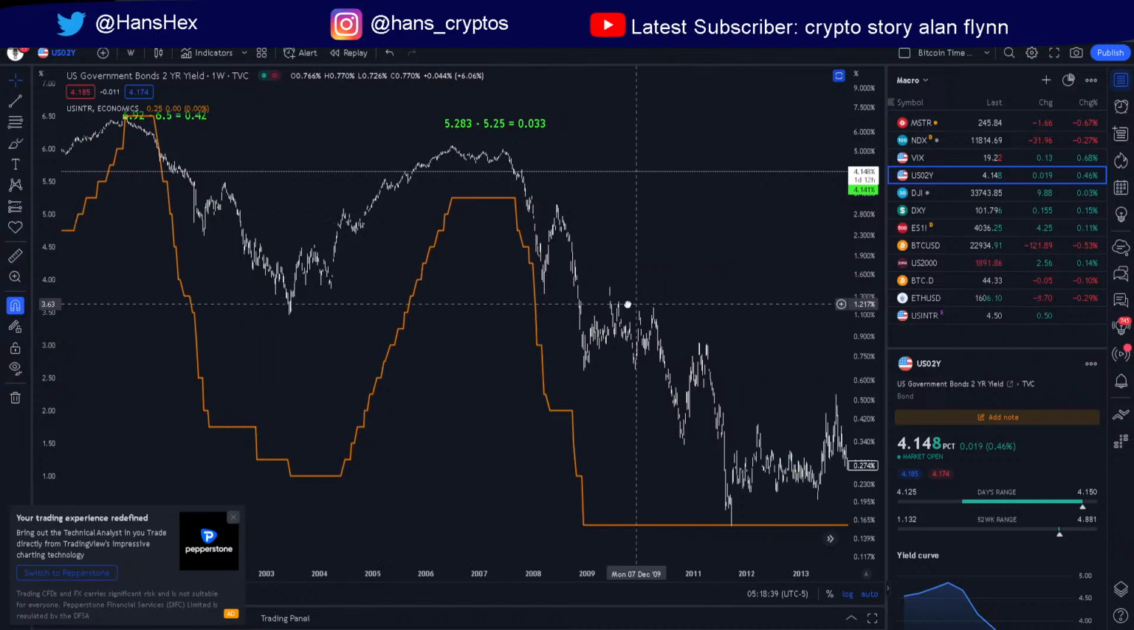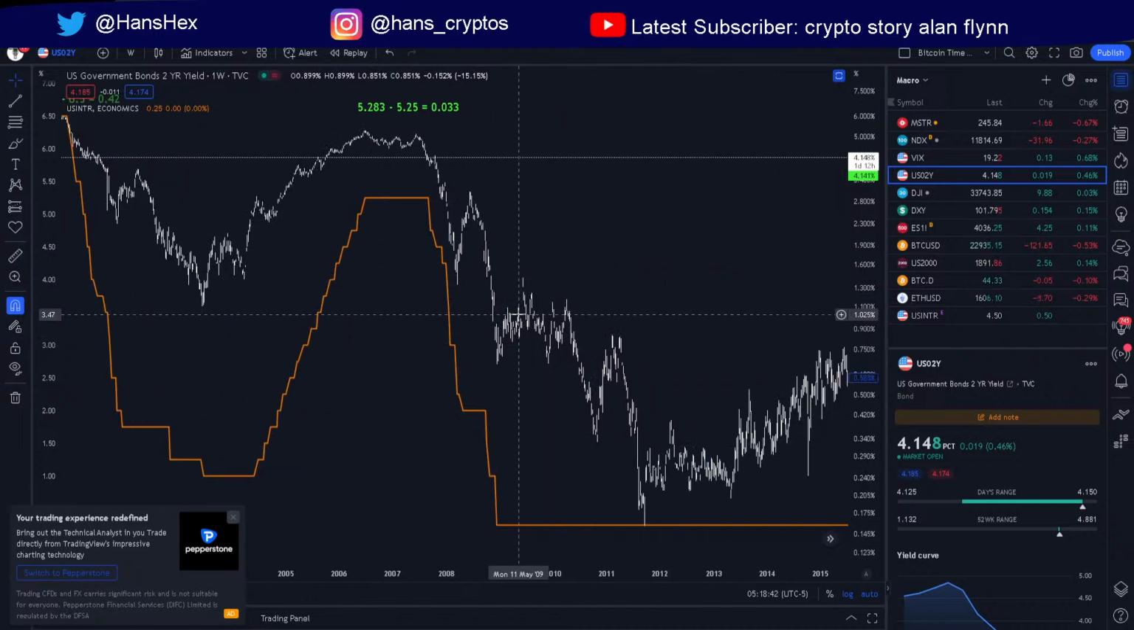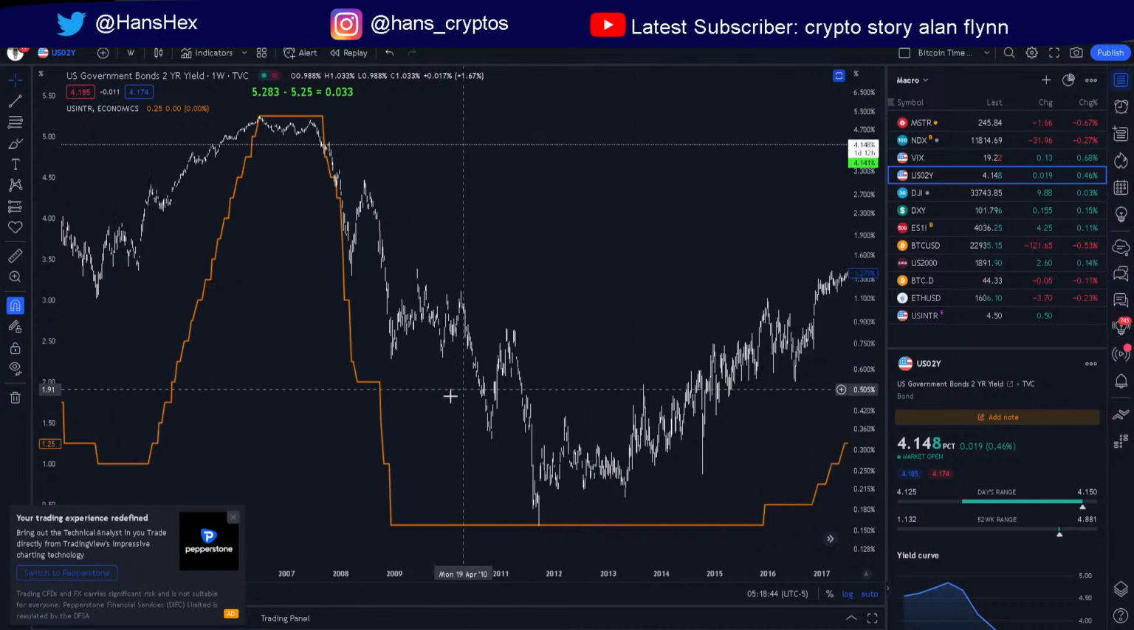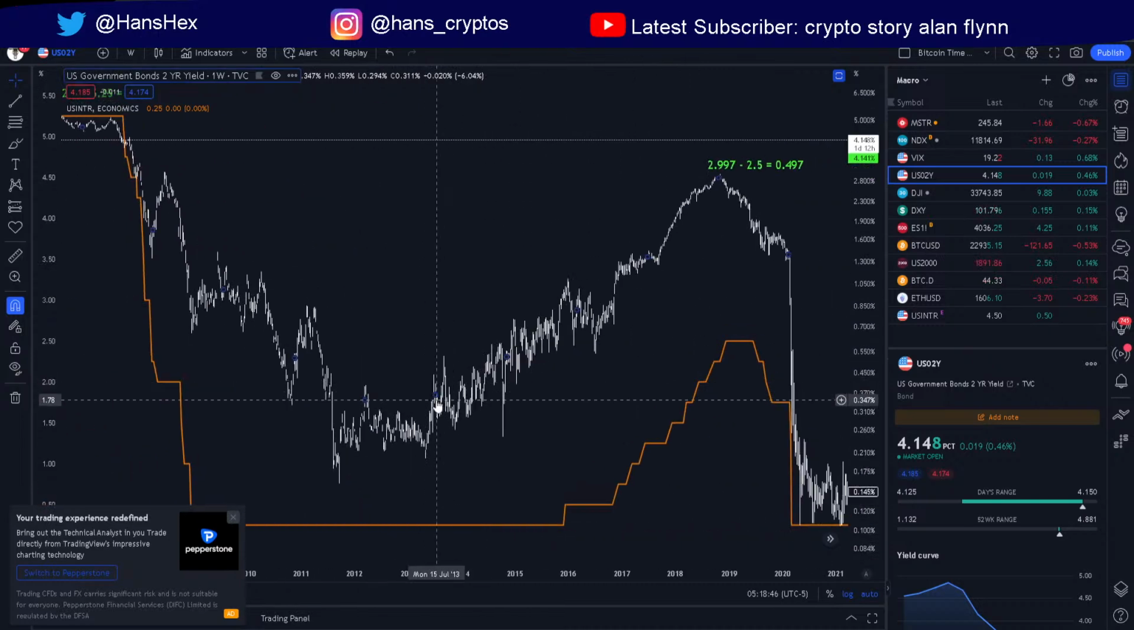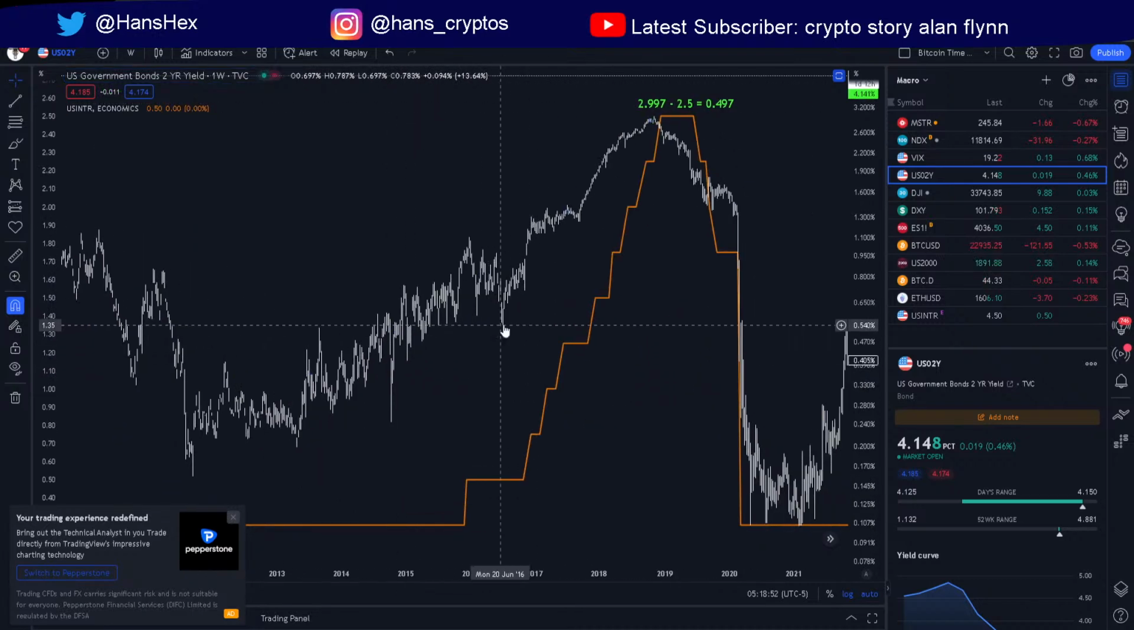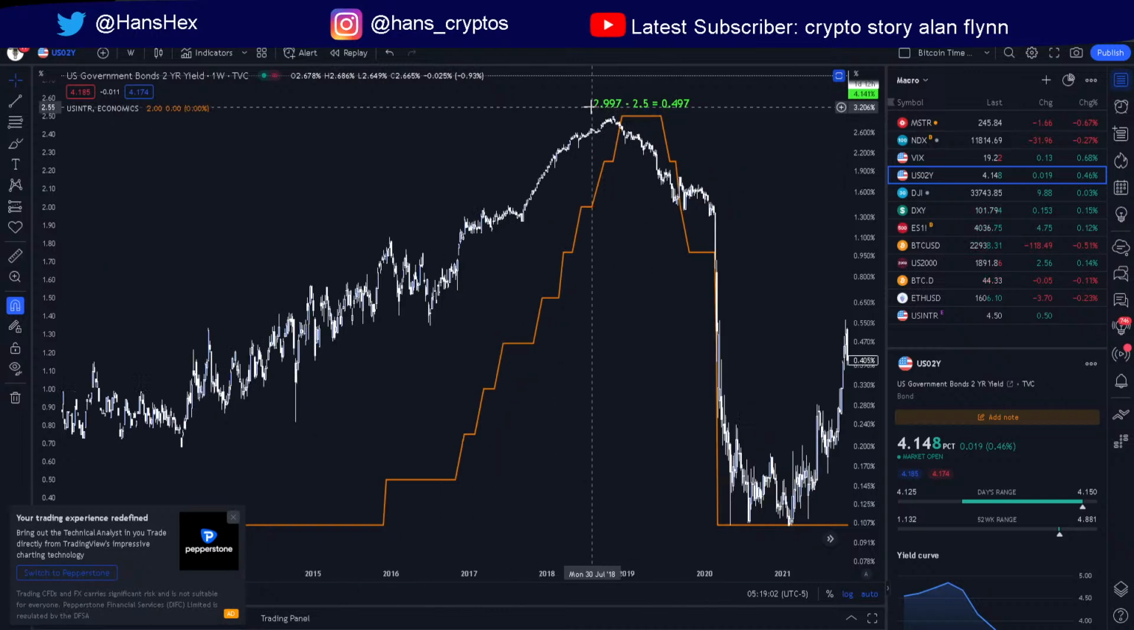And then into 2008, we have this very low interest rate environment, only at 0.25, and then again rate hikes into 2016, 2017, and 2018. The 2-year yield got as high as almost 3%, 2.997, yet the interest rates peaked out at 2.5%.